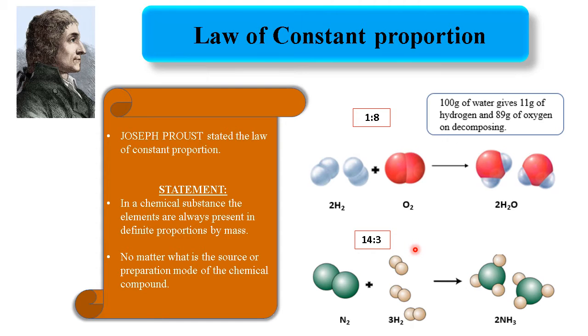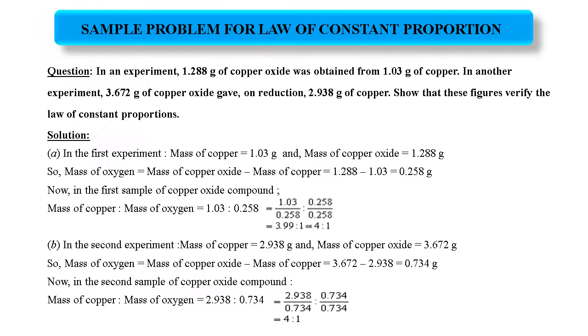We can take another example of ammonia formation. Ammonia is a compound. It has been found by analysis that ammonia always consists of the same two elements, nitrogen and hydrogen, combined together in the same ratio of 14:3 by mass.